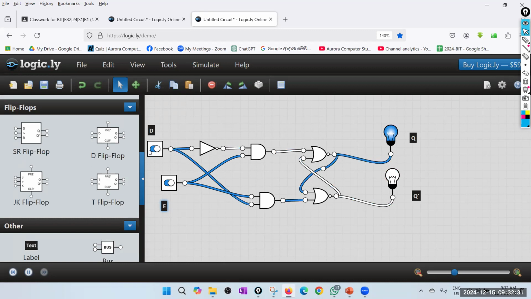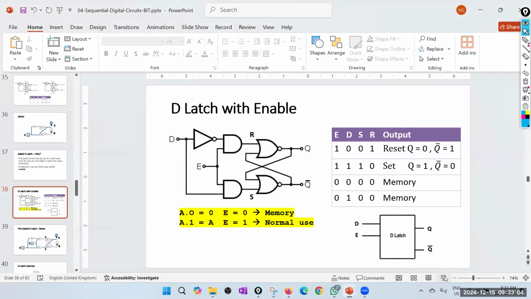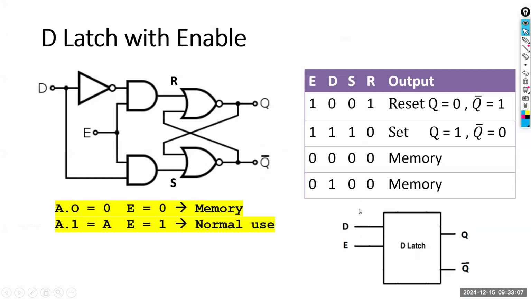But what we can do now is get into the memory state by disabling enable. Now it is in set state. If I disable it, it does not respond to the stray signals in D. If you want to change, you enable, do the change, and then disable again so that it doesn't respond to stray signals. So that is the idea of a gated D latch.